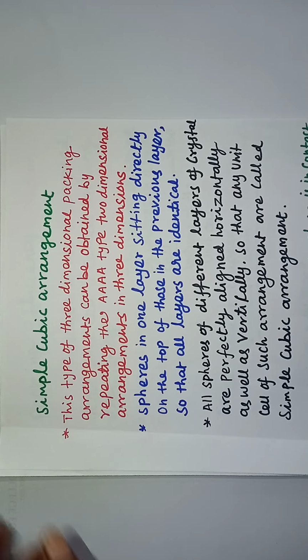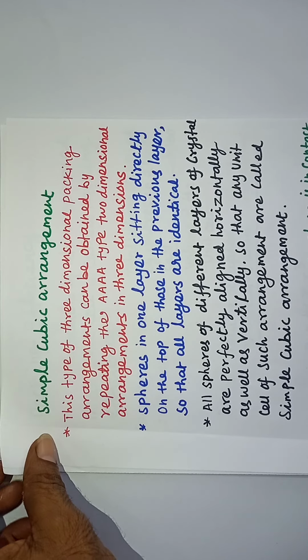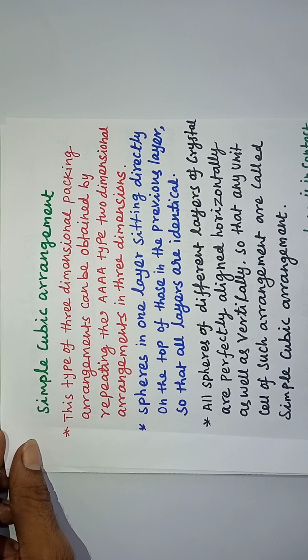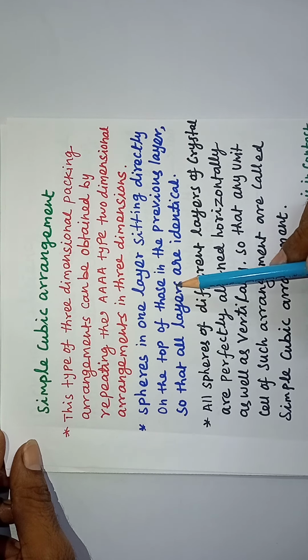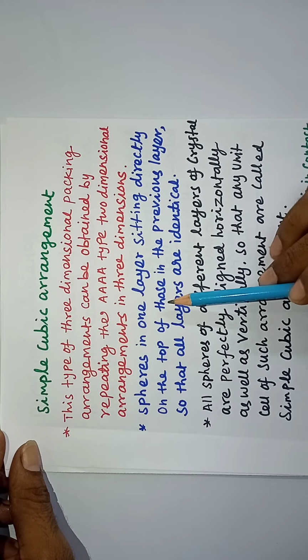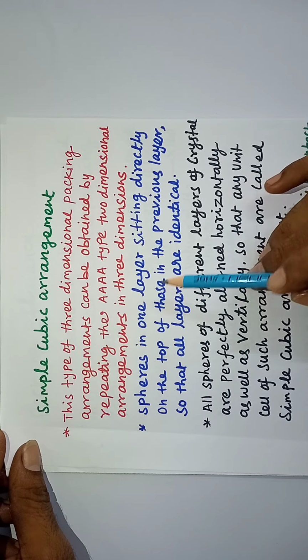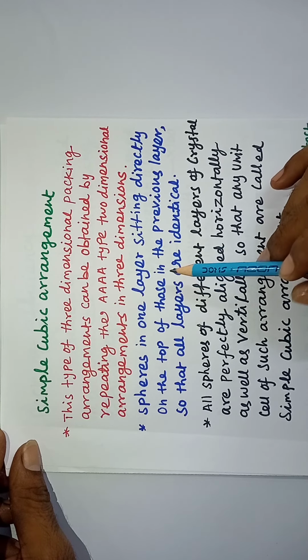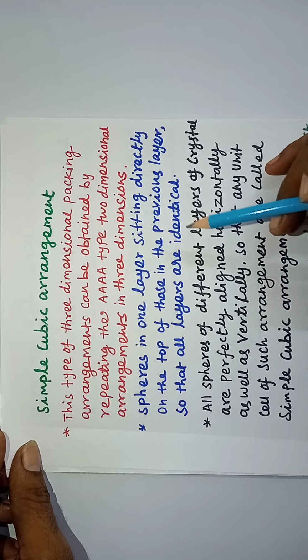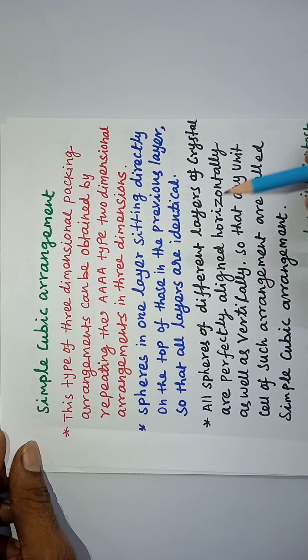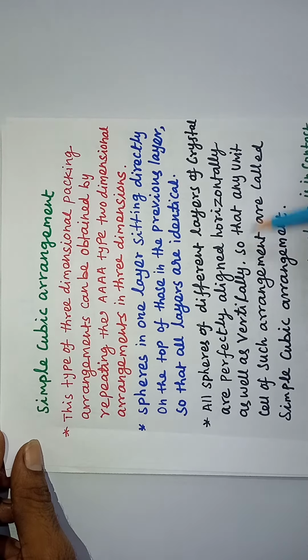Good morning, students. Today we are going to discuss packing efficiency in simple cubic arrangements. First, how can we get the simple cubic arrangement? We get it by arranging the AA type of two-dimensional arrangement in three dimensions, with spheres in one layer sitting directly on top of the previous layer. Here, all the spheres are aligned vertically and horizontally.